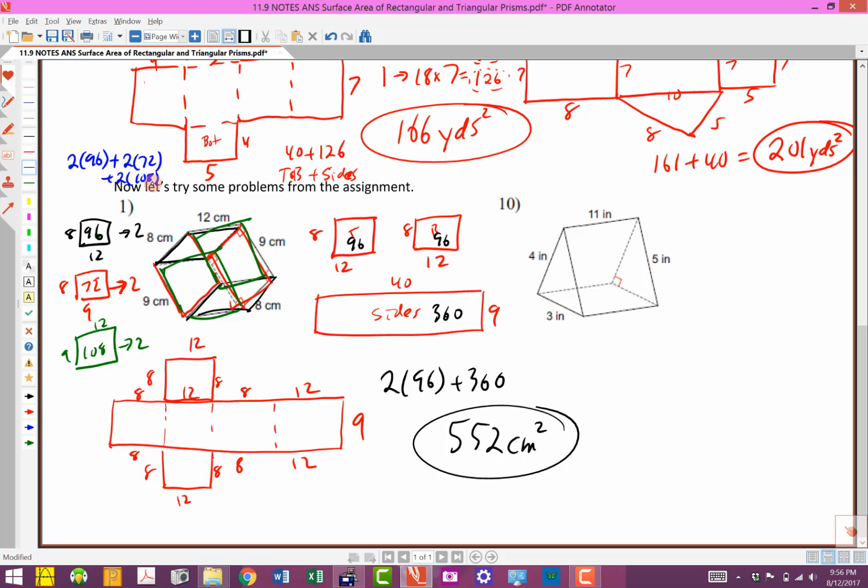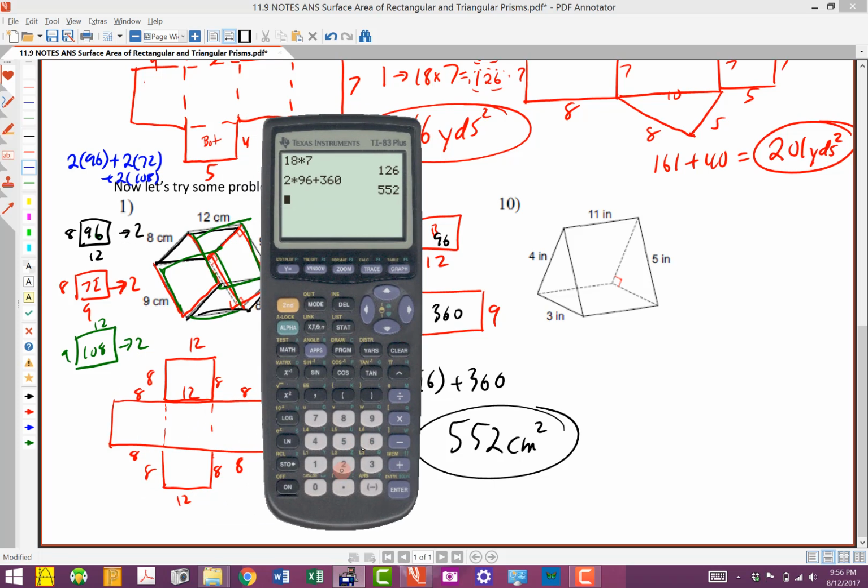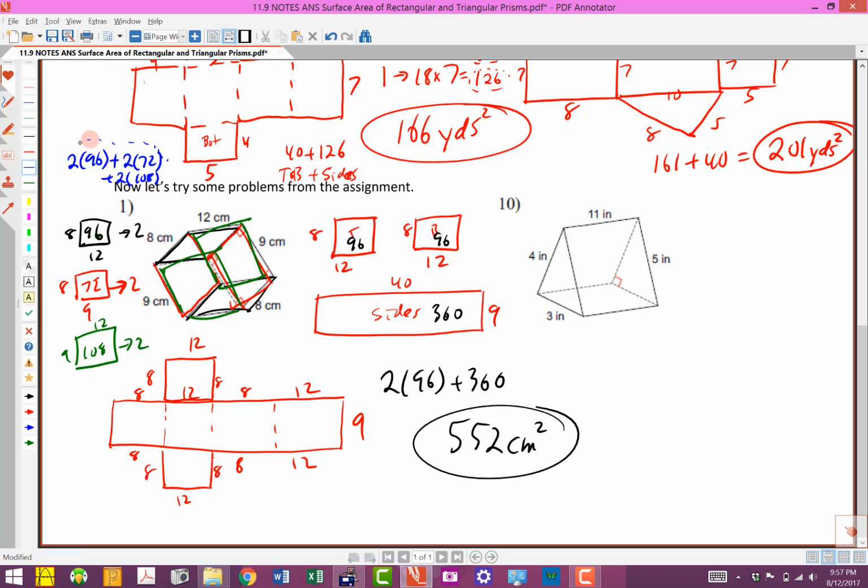So let's see if we get the same thing. We better get 552, otherwise we've done something wrong. So we've got 2 times 96. Again, no shortcut around these. These just take some time to get right. 2 times 72 plus 2 times 108. Hit enter, there's our 552, so we know we got it right. So if you like that a little bit better, that's totally okay. I would encourage you to, on at least half of these, try doing it with the nets and see if you can figure it out that way.